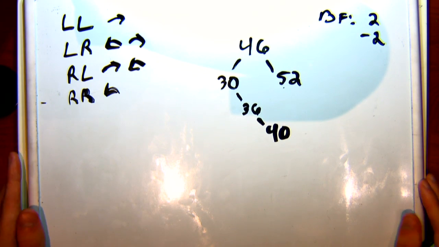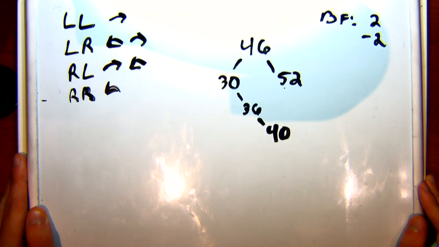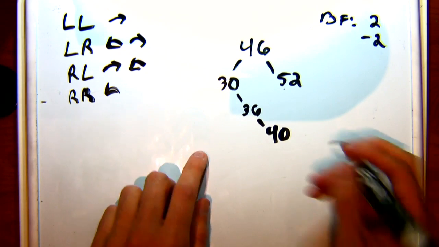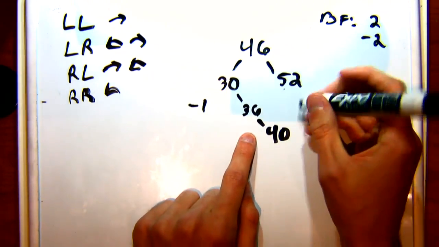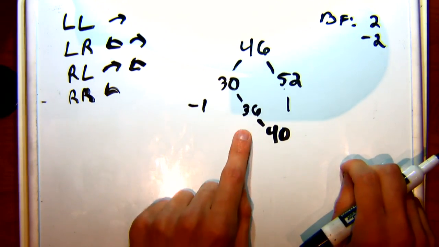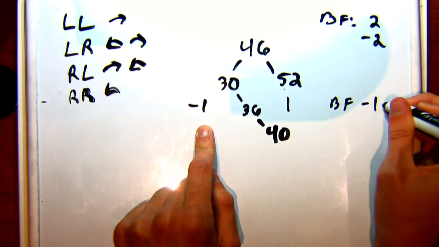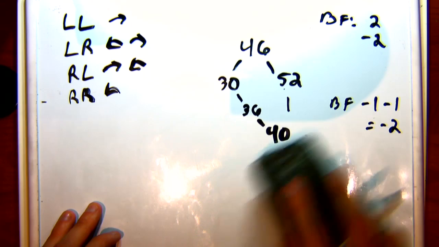And now we should have a problem. It's kind of easy for me to see, and as you do it more often, you'll be able to see balance factors pretty easily. But it's pretty obvious that at 30, the left has a height of -1, and the right subtree has a height of 1. So here, we would have a balance factor of -1 minus 1 equals -2, which is a problem.